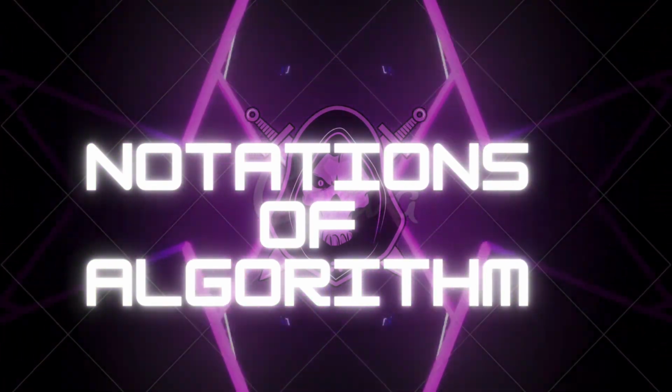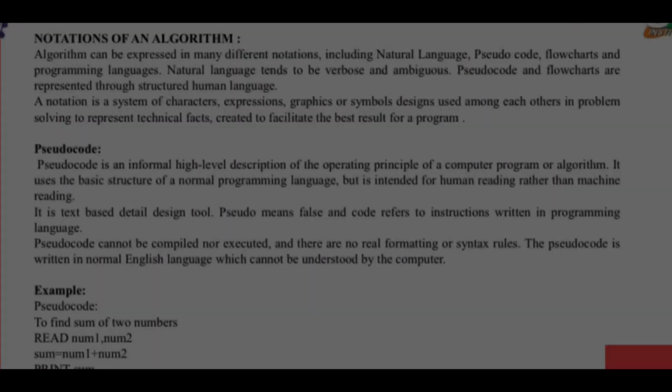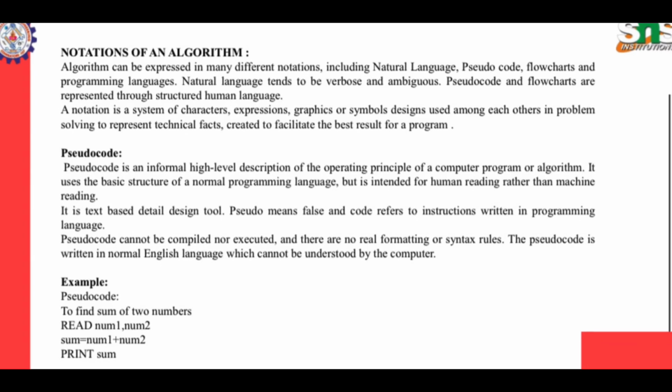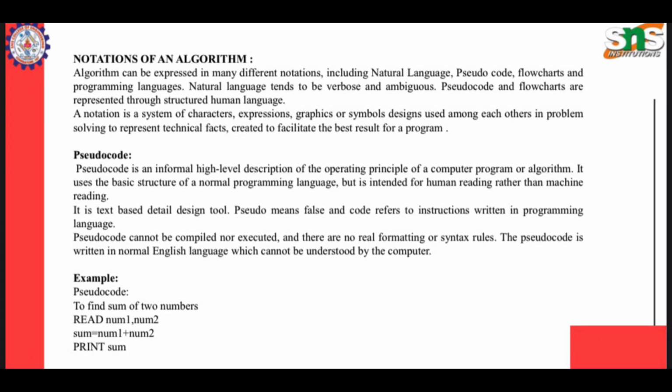Today we are going to see the topic about notations of an algorithm. As a continuation of algorithm, we can see this topic. Here, the algorithm can be expressed in many different notations, including natural language, pseudocode, flowcharts, and programming languages. Natural language tends to be verbose and ambiguous. Pseudocode and flowcharts are represented through structured human language.